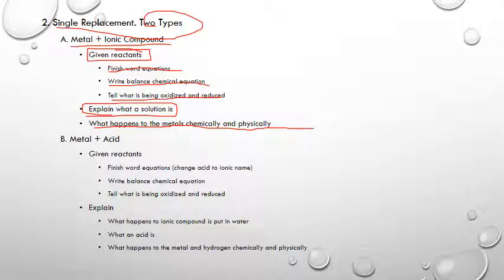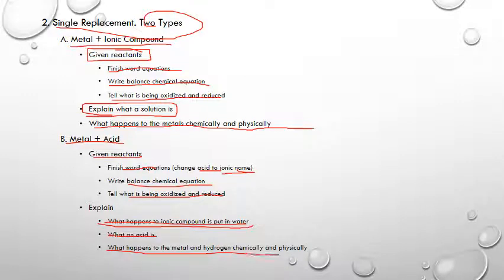Right. The second type was metal plus acid, and again, I'll give you the reactants and the words. Finish the word equation. Remember, change the acid to ionic names. Write the initial and the balanced equation. Tell me what's being oxidized and reduced. All right, explain to me what happens to an ionic compound when you put it in water, and an acid when you put it in water. Explain to me what an acid is and what happens to the metal and hydrogen chemically and physically.